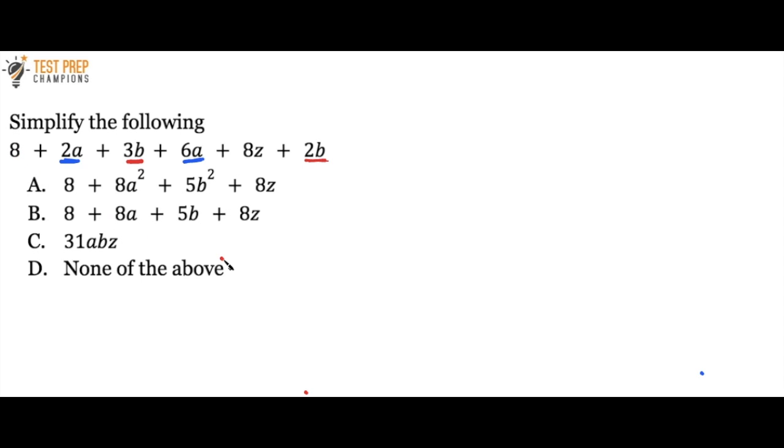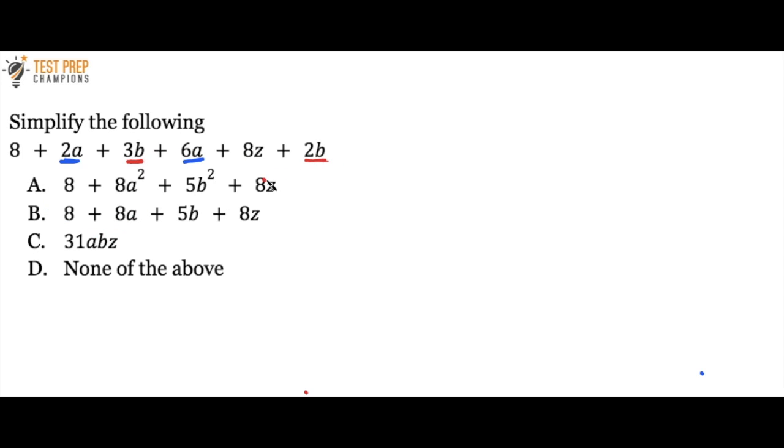All right, so when I work through this here, I see 2A plus 6A. I'm going to do 2 plus 6, and I'm just going to bring that A along for the ride. So 2 plus 6 is 8, and I pull that A along for the ride. So I would have 8 and then 8A.